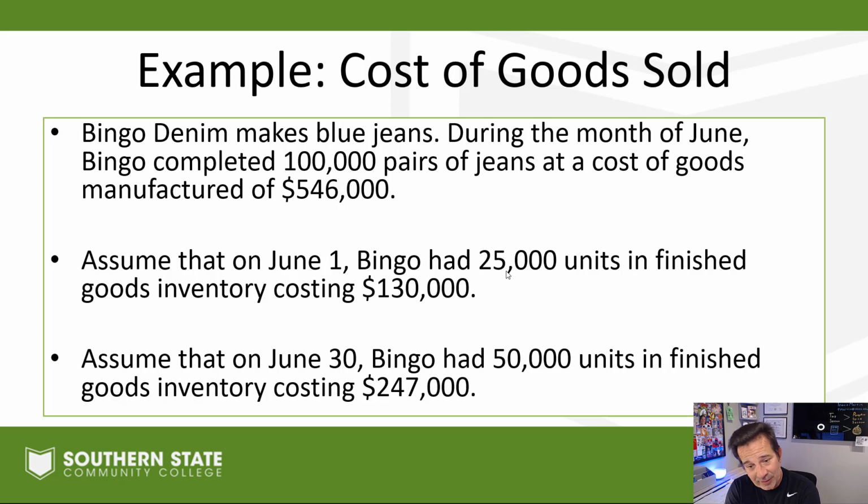Then at the end of the month, June 30, Bingo had 50,000 units in finished goods inventory, costing $247,000. Now later on we'll do problems where it specifies that the company is shooting for a target as far as ending inventory. Maybe they want to end up with 10% of the projected sales the following month. And we'll get into that later on.